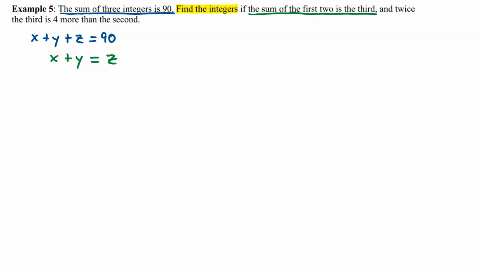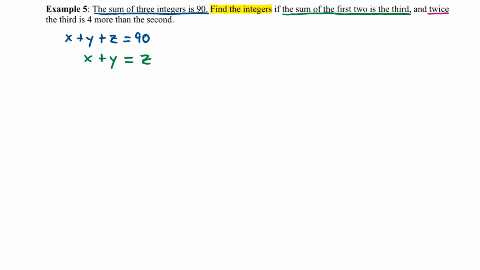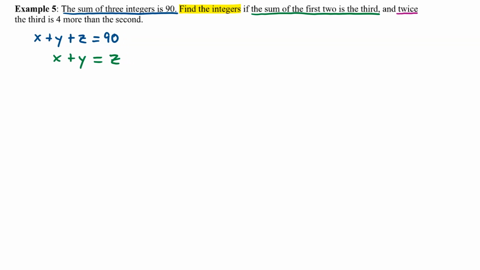So if the sum of the first two is the third and twice the third is 4 more than the second, we have another condition. Twice the third is 4 more than the second. So this might be the trickiest piece to make sure we translate correctly, but we've got twice the third, so twice the third integer, so 2z, is, that's where our equal sign goes, 4 more than the second. So if it's 4 more than, it's 4 bigger than, so 4 plus the second, so 4 plus y.